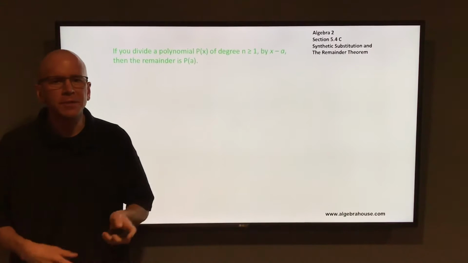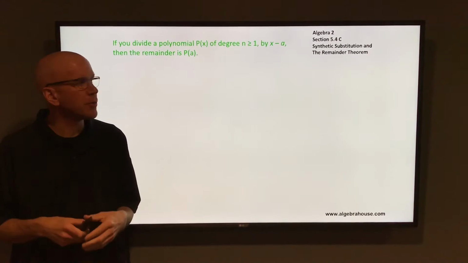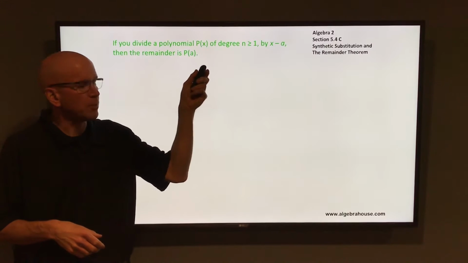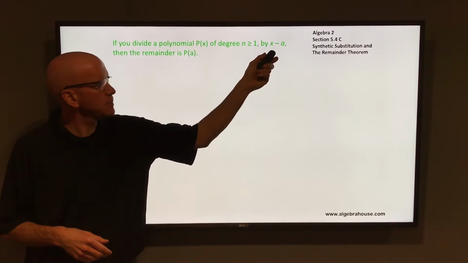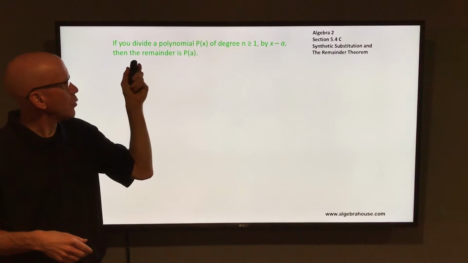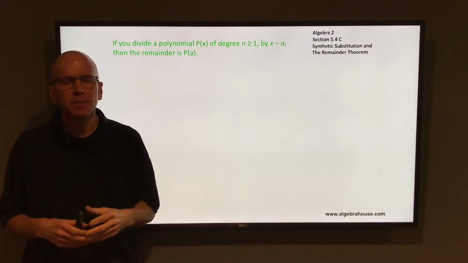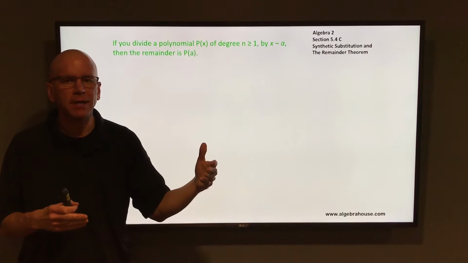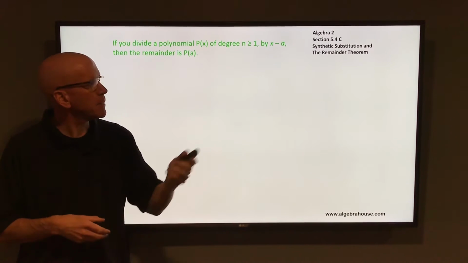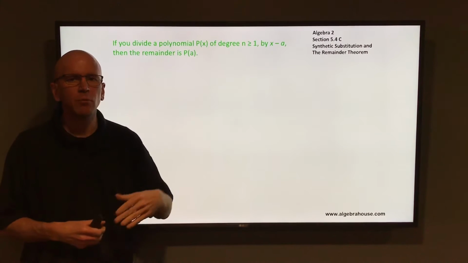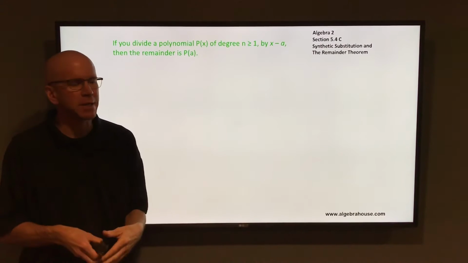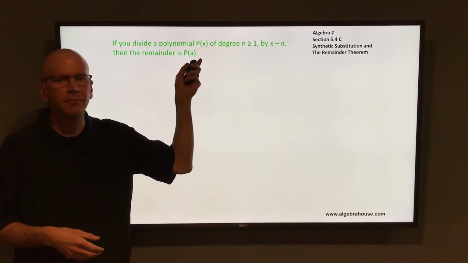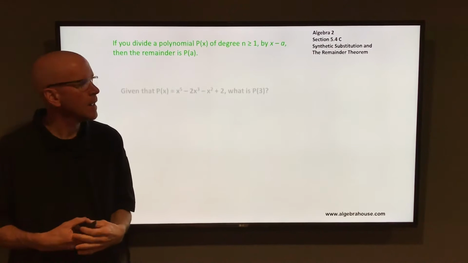We're going to look at what's called synthetic substitution and the remainder theorem. If you divide a polynomial, p of x, where the degree is greater than or equal to 1, by x minus a, then the remainder is p of a. In simpler terms, think of synthetic division. When you divide by, let's say, x minus a, that remainder on the end of synthetic division is the same as what you would get if you substitute a in for x into that polynomial.